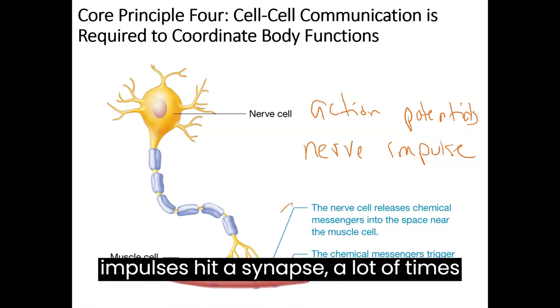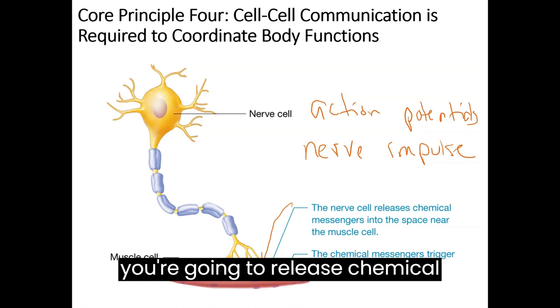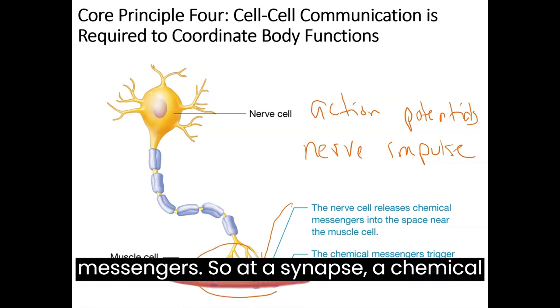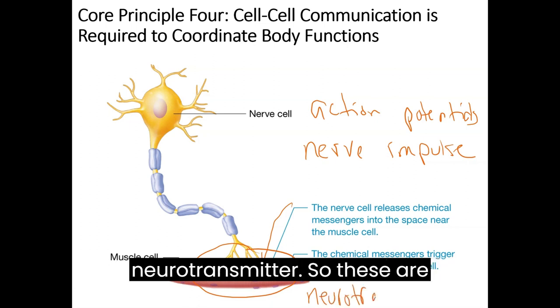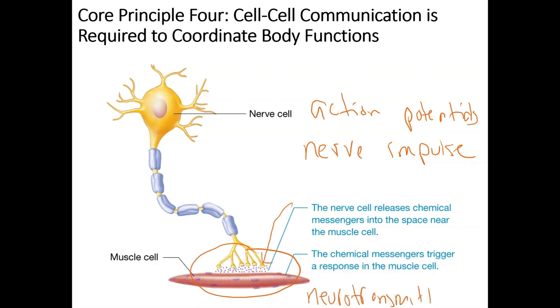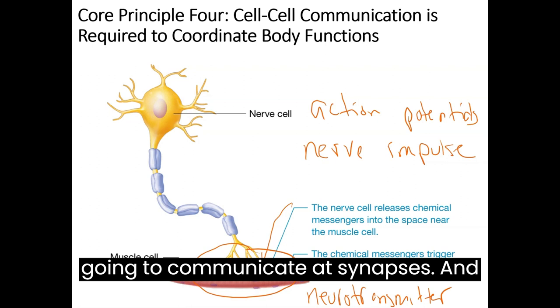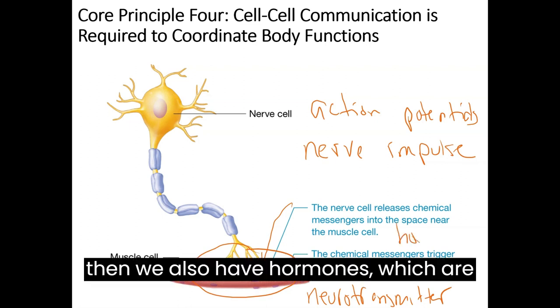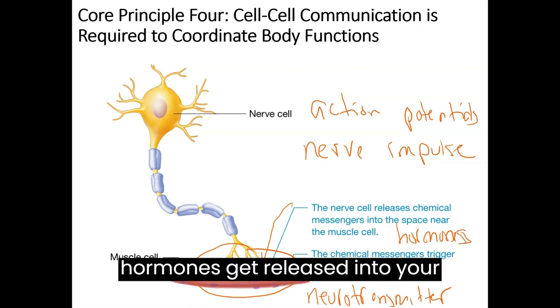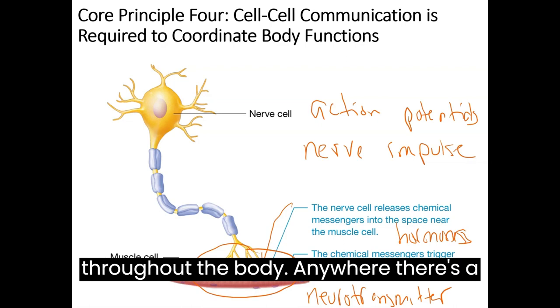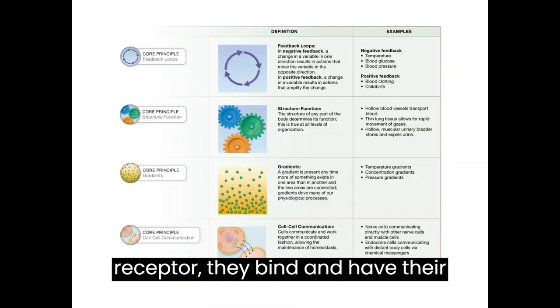Now, when these nerve impulses hit a synapse, a lot of times you're going to release chemical messengers. So at a synapse, the chemical messenger you probably know is called a neurotransmitter. So these are going to communicate at synapses. And then we also have hormones, which are another form of control in our body. Hormones get released into your bloodstream, and then they travel throughout the body. Anywhere there's a receptor, they bind and have their effect.